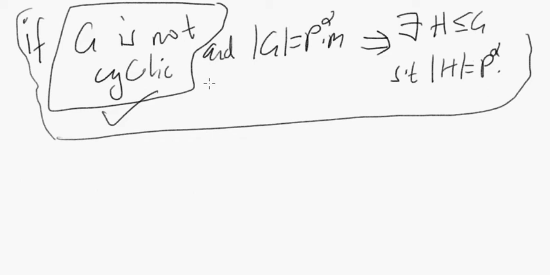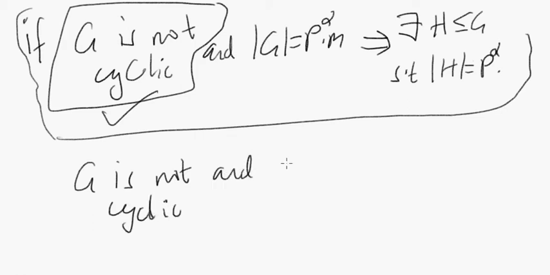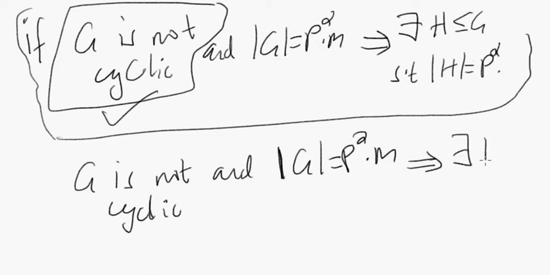We'll try this. Suppose that G is not cyclic and order of G equals P squared, right? For the special case P squared times M. Does that imply at least that we have some subgroup H of G? So it's going to be a special case of the special case, right? Or just a special case. Why are you saying special case of special case?